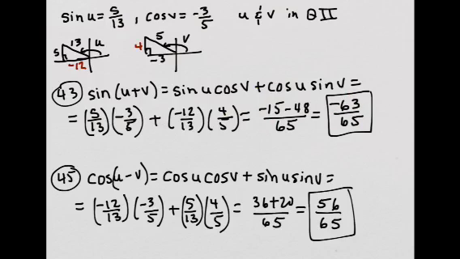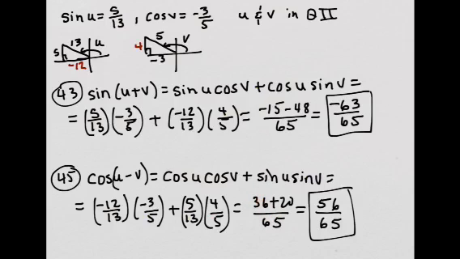Okay, cosine U minus V, here's the formula. Straight from the notes, just the formula. And then cosine of U is negative 12/13, cosine of V is negative 3/5, sine of U is 5/13, sine of V is 4/5. The denominators are 65, so I just put it as one fraction.